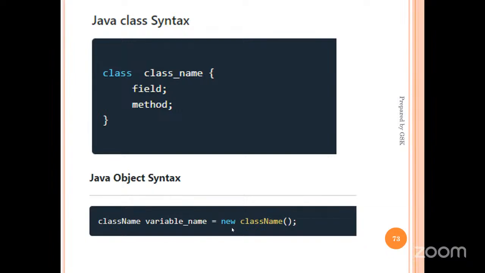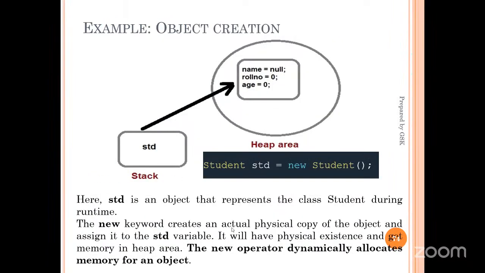Space class name parenthesis semicolon. So this is the syntax to create an object in Java. For example, if we write a statement like Student std = new Student(); where Student is a class and std is an object name. In the previous slide, we have seen the syntax to create the object. In this case, std is an object name.